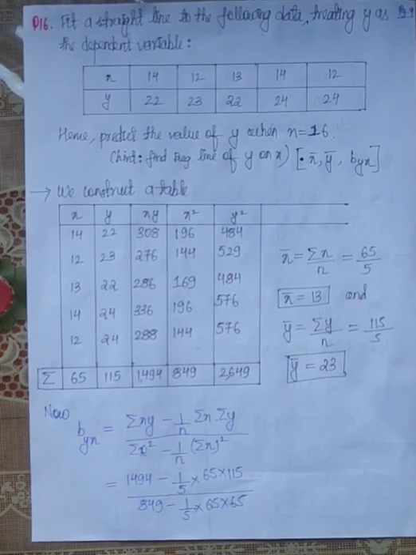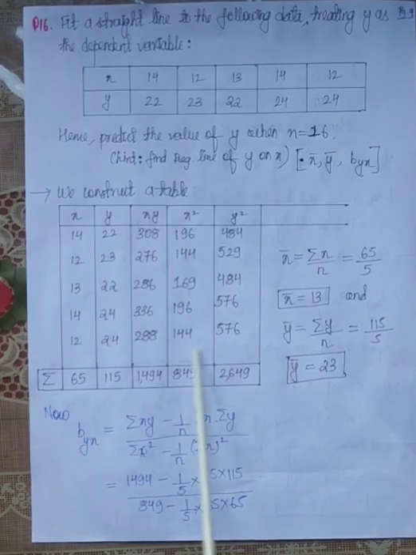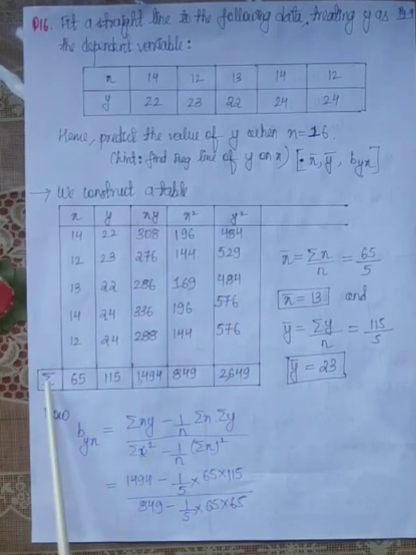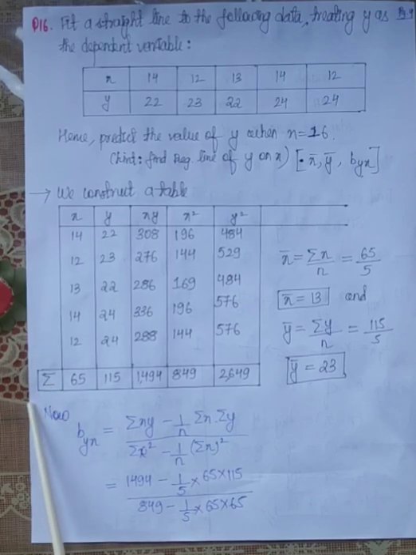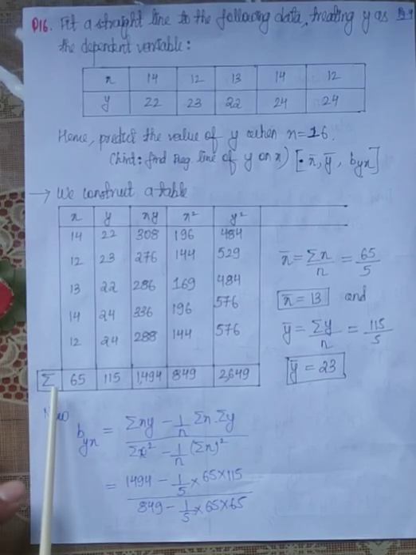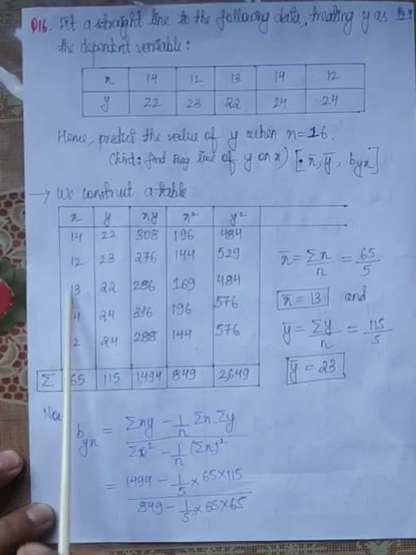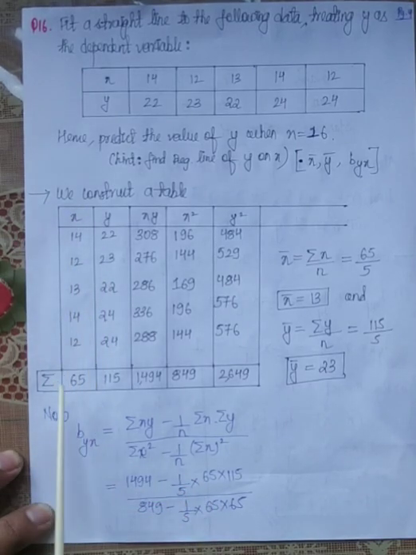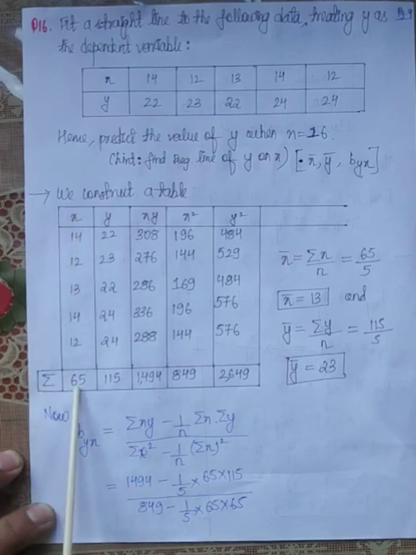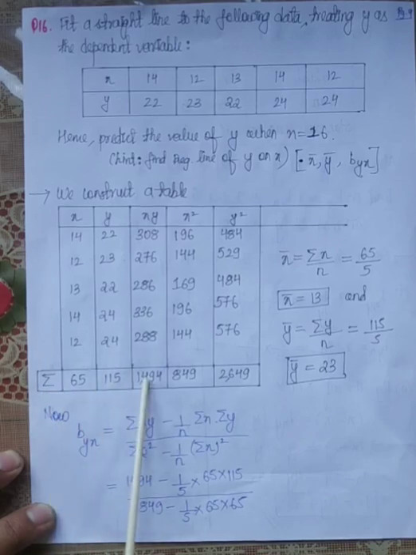I hope you're clear with this. Till here you are clear. And then the last line out here, this symbol stands for summation. So summation means to add. If you add all this first column, you'll get summation of x. So what is the summation of x? 65. What is the summation of y? 115. Summation of xy? 1494.